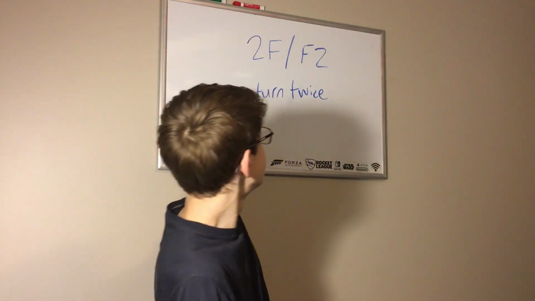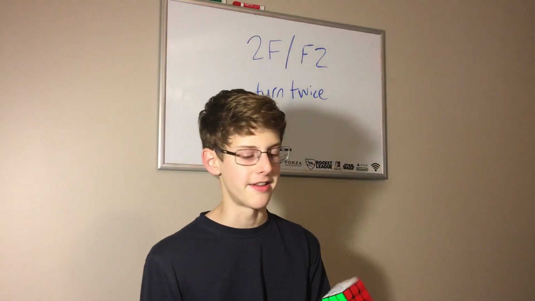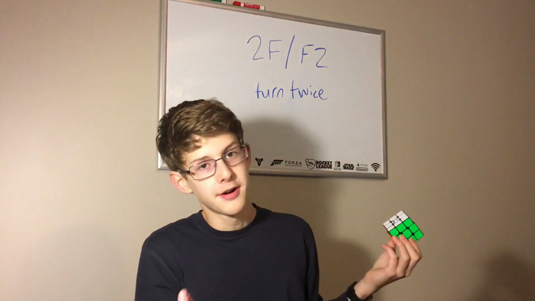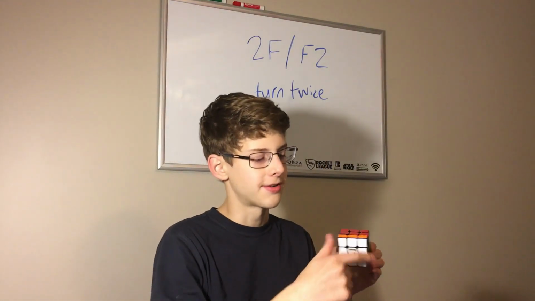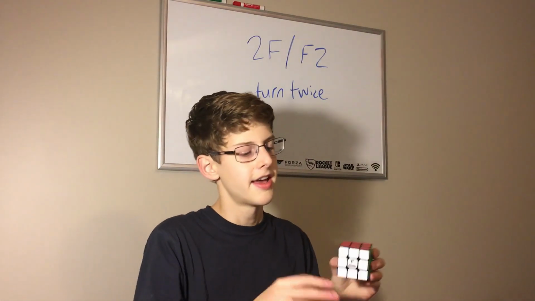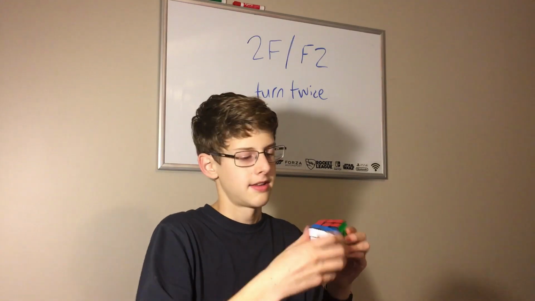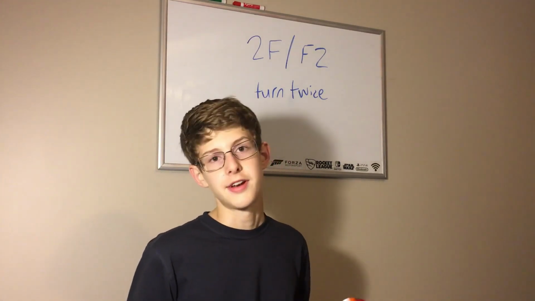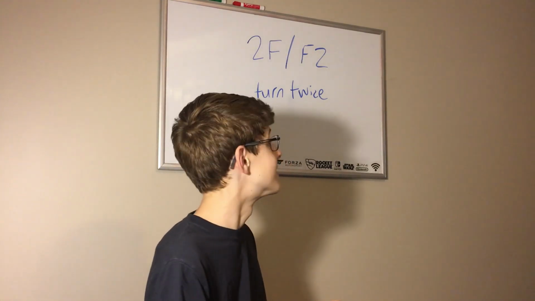Now, if you see a 2 before or after the letter in the notation, that means you just turn that face twice. So 2F or F2 would just be to turn it twice. And there is no inverted form of a double turn because, as you can see, if I turn it clockwise twice, it's the same as turning it counterclockwise twice. So there's really no point in having a double inverted turn.